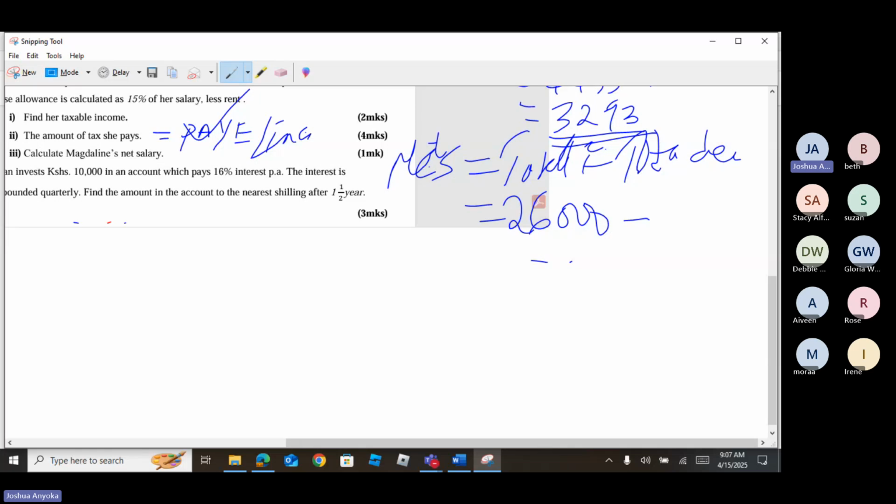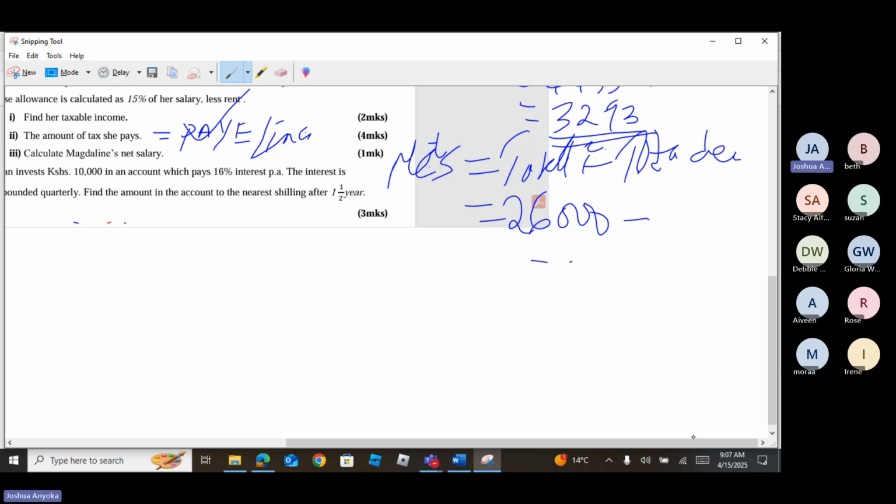Total earnings for this person. An employee earns a basic salary, allowances, and sometimes non-taxable benefits. So we get back and recalculate what this person is earning. It's only 26,000. So don't use 29,100. We use 26,000 because that's what this person is earning.